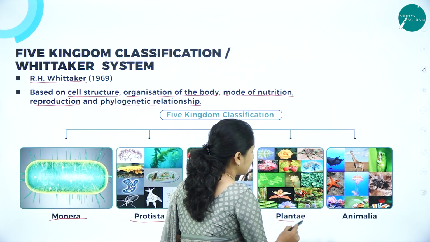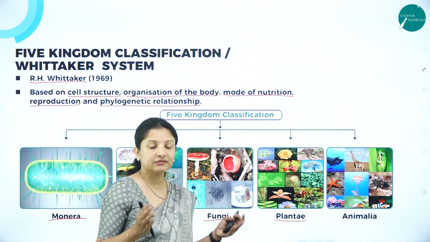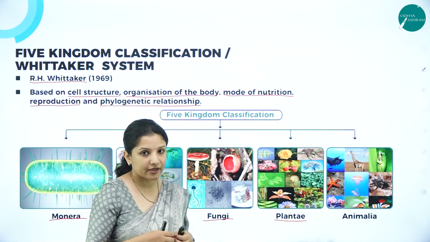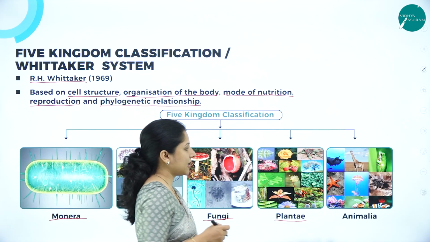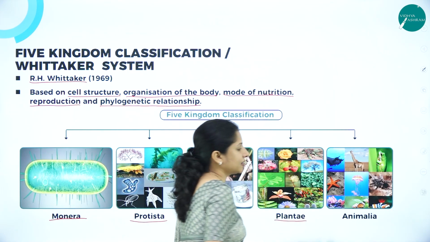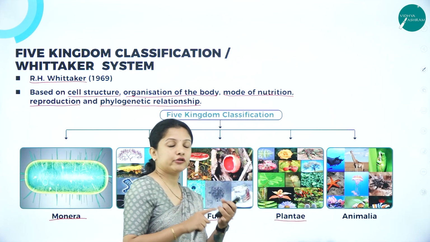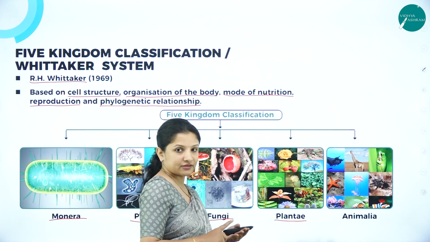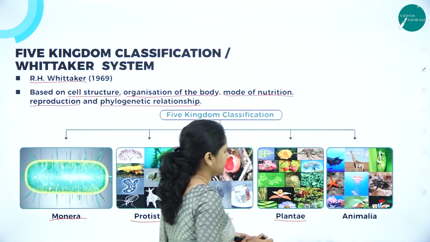Then kingdom Plantae, which is the largest kingdom on this planet, because billions upon billions of plant species are in the kingdom Plantae, and all the plants come under kingdom Plantae, which includes mosses, bryophytes, algae and all that. Pteridophytes, gymnosperms, all that come under kingdom Plantae.